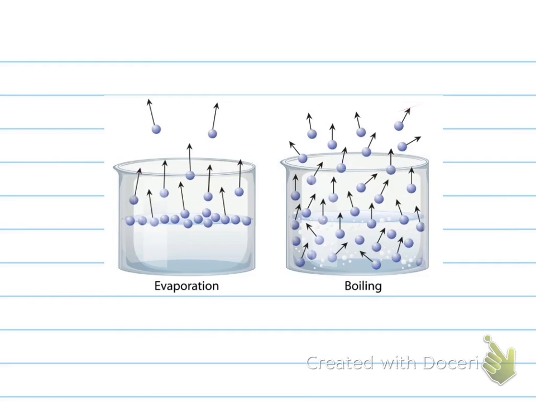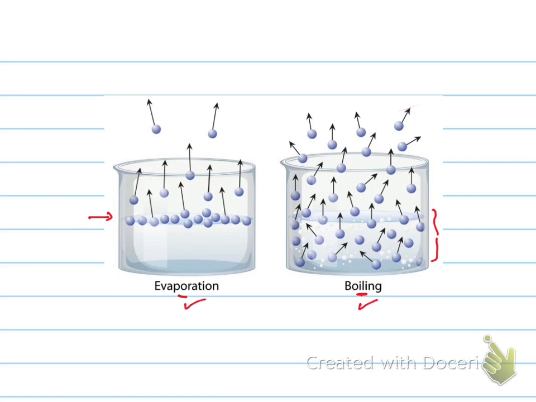So what are the differences between evaporation and boiling? First, evaporation takes place at the surface. So only particles at the surface can escape to the gaseous state. For boiling, it occurs throughout the whole liquid. So particles throughout the whole liquid can escape to the gaseous state. This is the first difference. The second difference is that boiling is faster than evaporation.